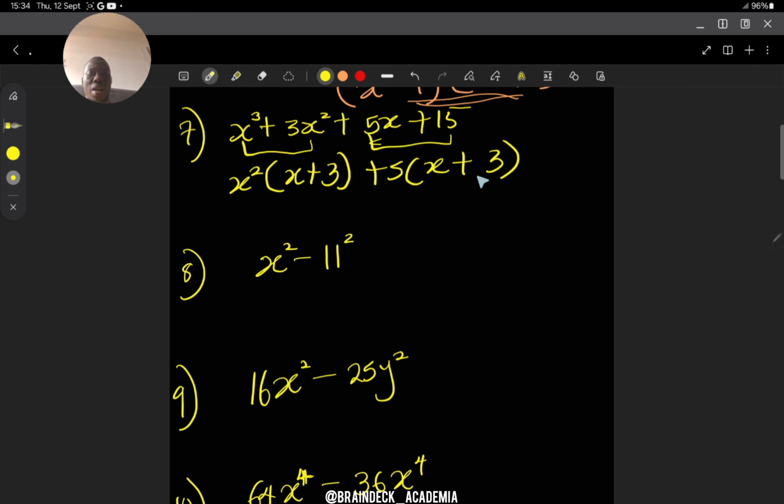Now you can see what I have here and what I have here is similar. Pick the ones outside first, x squared plus 5. Then any of the similar one, x plus 3. And that is your answer.